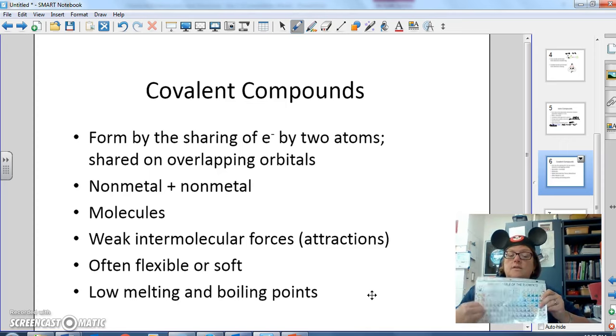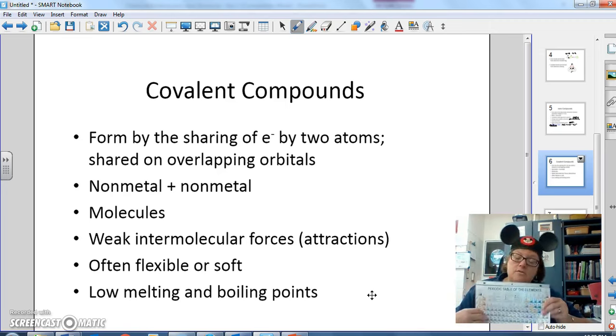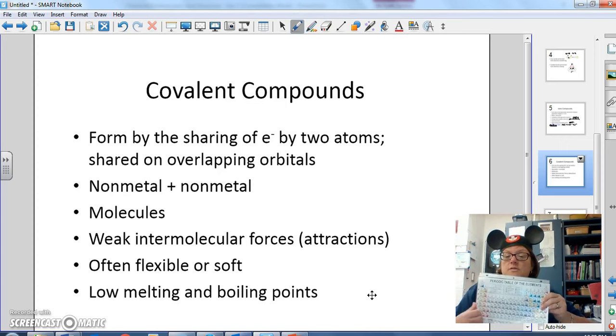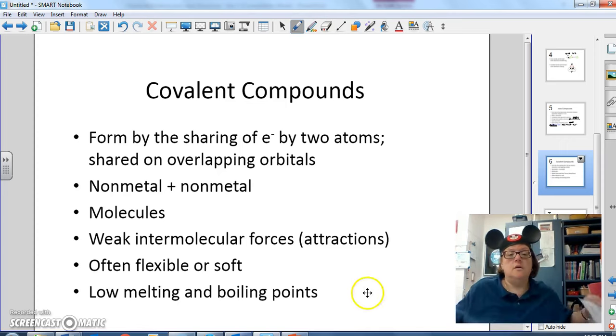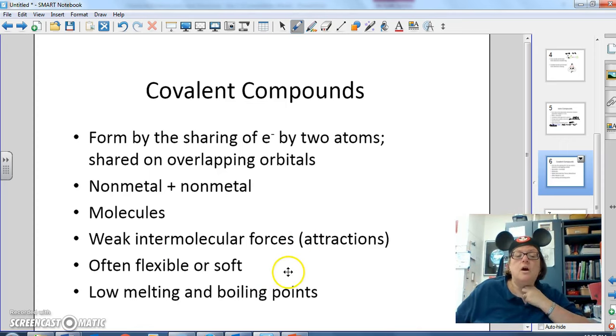Whereas sodium chloride is a 1-to-1 ratio, so you might have 1,000 sodiums and 1,000 chlorides bonded together in that crystal structure. With ions, we talk about their smallest ratio. With covalent compounds, we talk about molecules. Okay, these are weak intermolecular forces. They're often flexible or soft. They have low melting points, which means they melt easily, and low boiling points, which means they become gases easily.